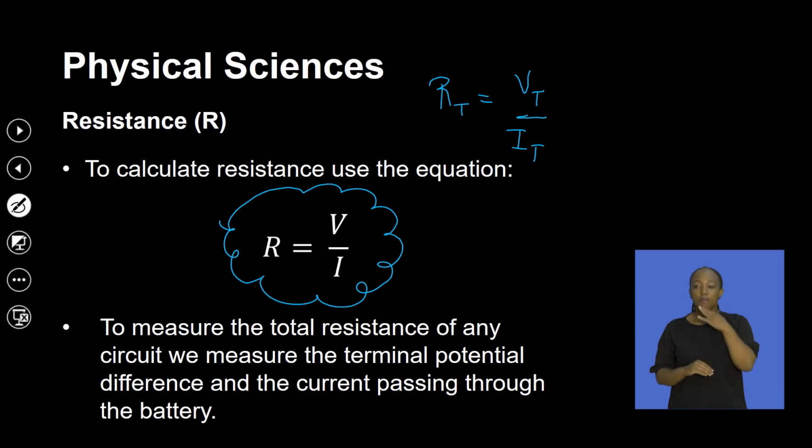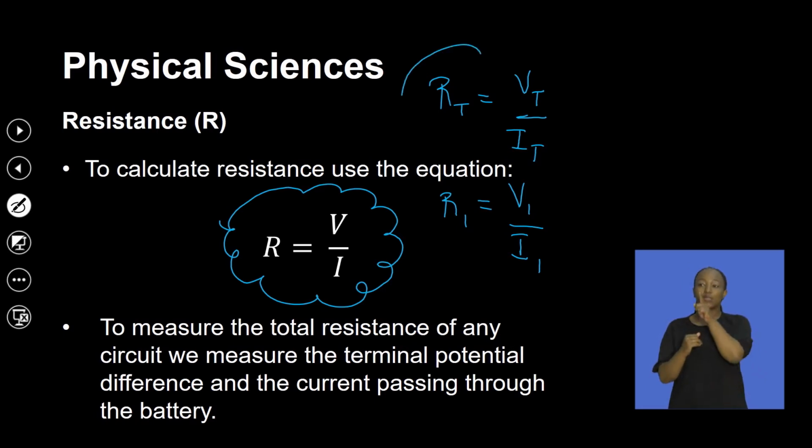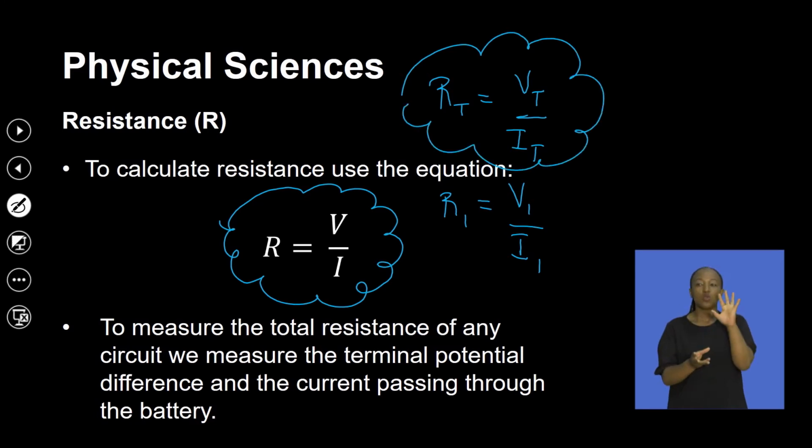So the notation will vary. Suppose we want to determine the resistance through a resistor R1. We'll say R1 is equal to the potential difference across R1 divided by the current that goes through R1. So it's just the notation that you need to take note of. To measure total resistance, we need to measure the terminal potential difference and the total current through the battery.